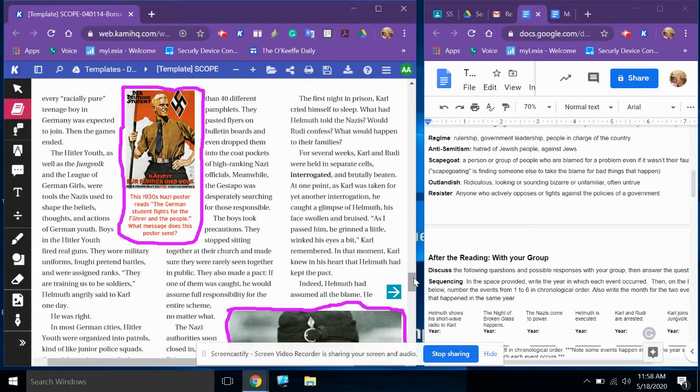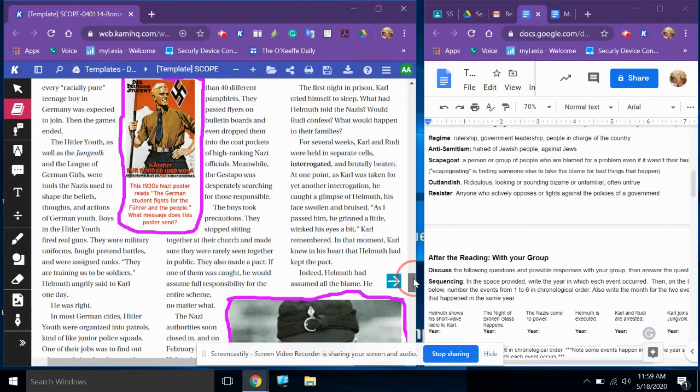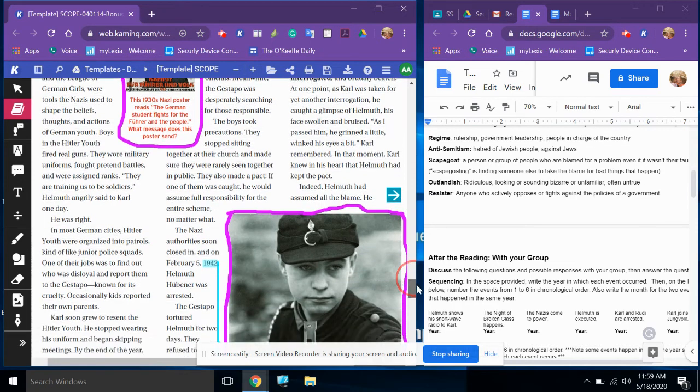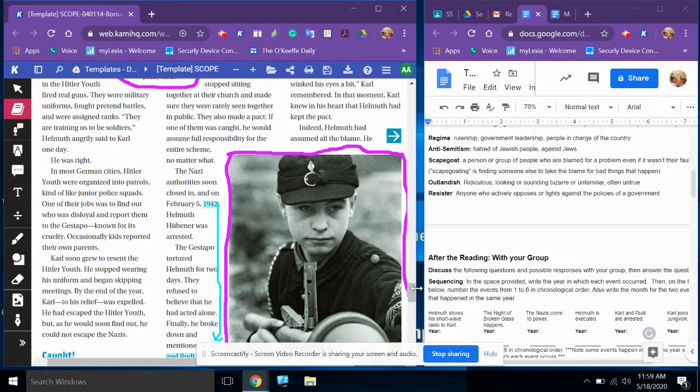Boys in the Hitler Youth fired real guns. They wore military uniforms, fought pretend battles, and were assigned ranks. "They're training us to be soldiers," Helmuth angrily said to Carl one day. He was right. In most German cities, Hitler Youth were organized into patrols, kind of like junior police squads. One of their jobs was to find out who was disloyal and report them to the Gestapo, known for its cruelty. Occasionally, kids reported their own parents.